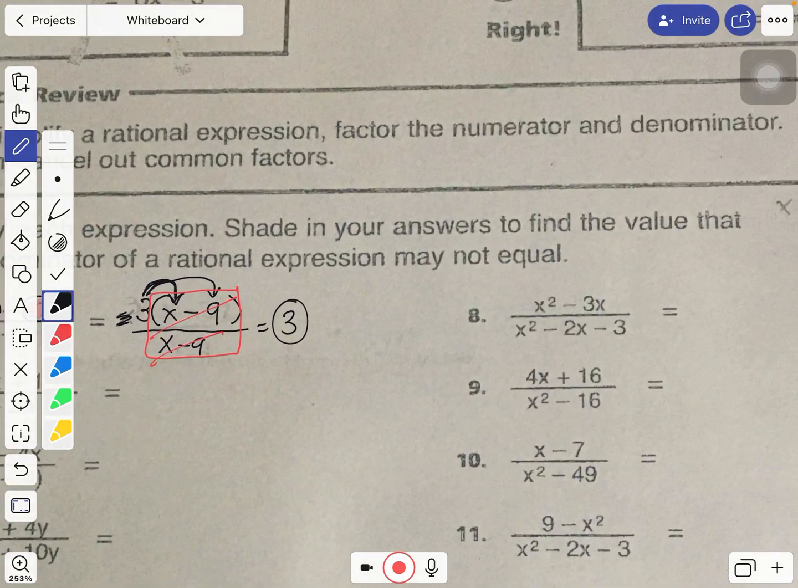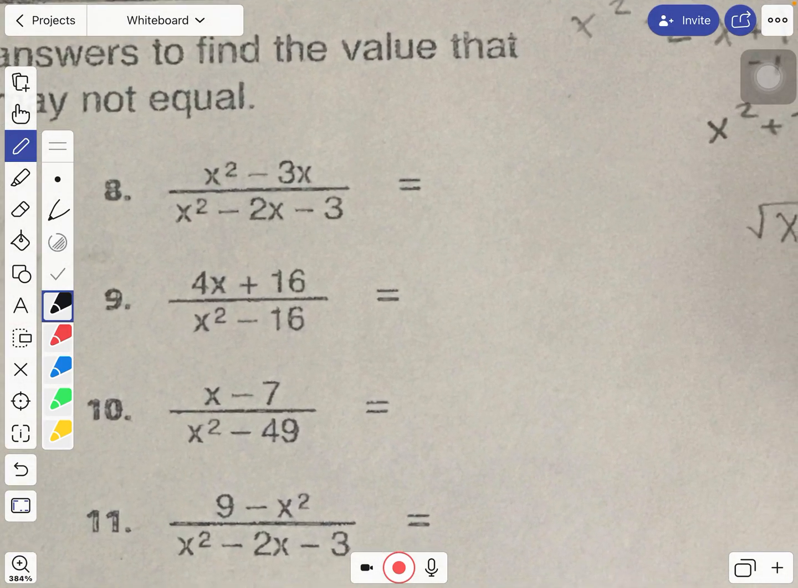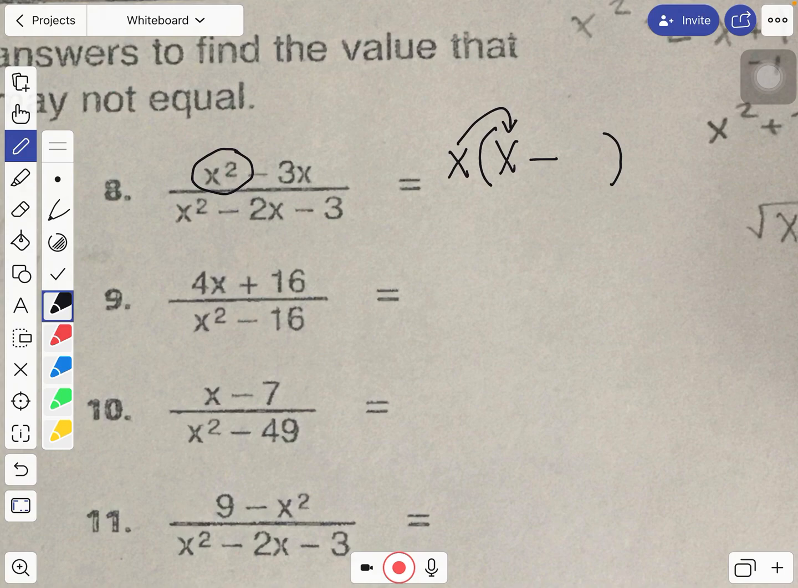So let's try it again, maybe on this problem number 8 over here. As I look at this numerator, once again, I do see a common factor. I see that the terms x squared and 3x both have an x in them. So I would take the x out, bring across my minus, and I ask myself, x times what gets me back to x squared? And x times x gets me back to x squared. The next thing I would ask myself is, x times what gets me back to 3x? And the answer to that is just 3.